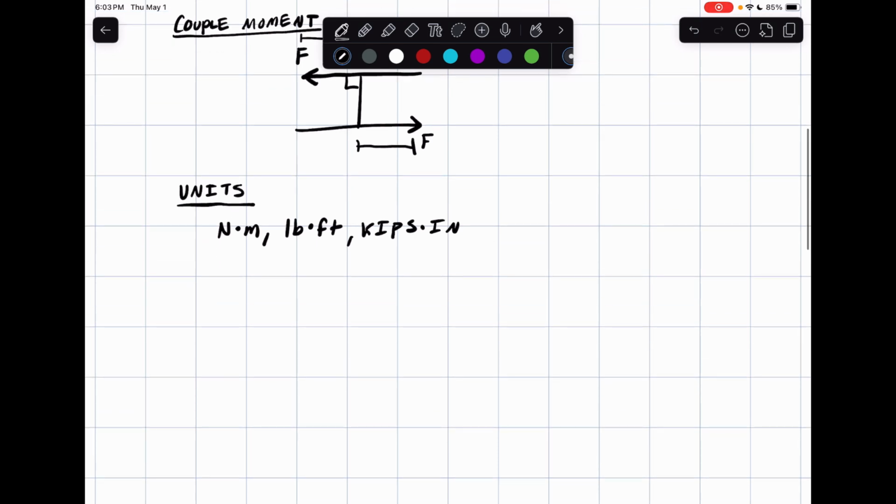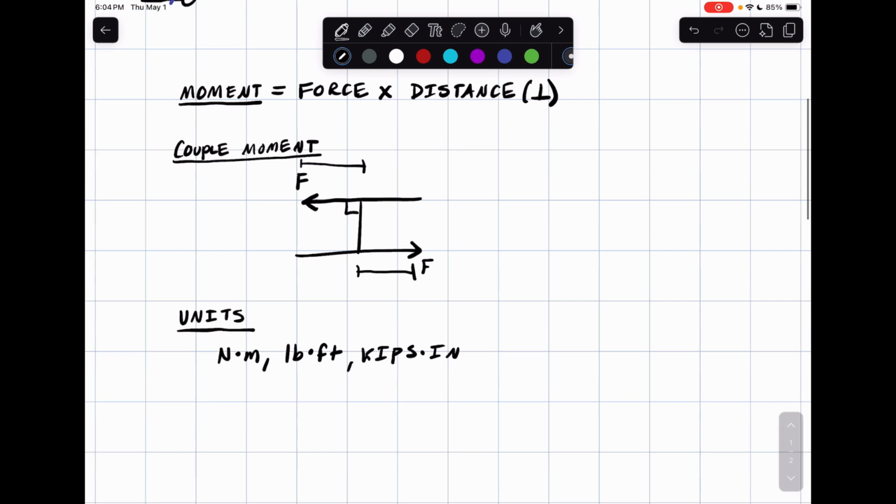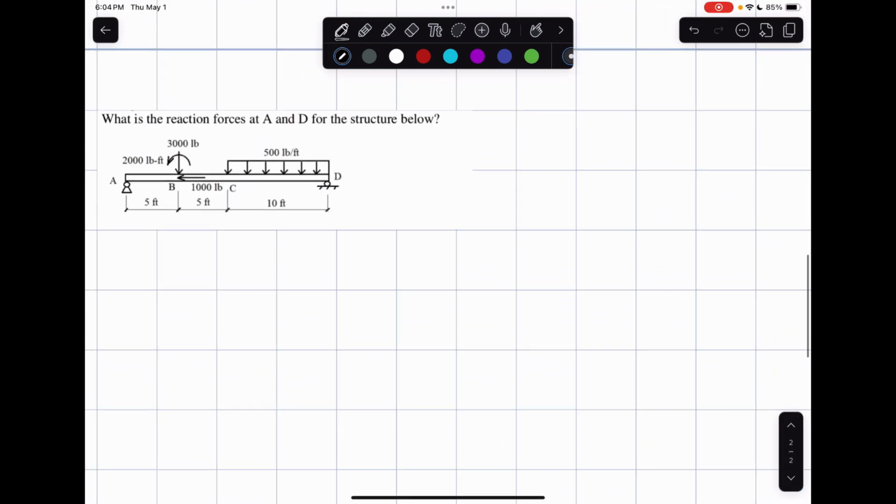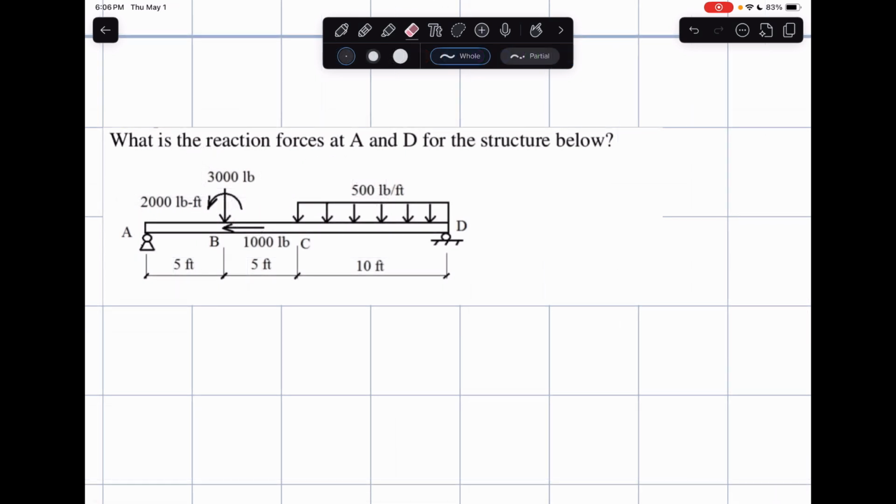But now that we have those two definitions out of the way, we could try to solve a problem here. Alrighty, to start this example, we could use the information we just talked about. So for our pin support here on the left side, we're gonna have an AY reaction force and an AX reaction force. And for the roller support over here on the right side, we're gonna have just one reaction force, which is our DY.